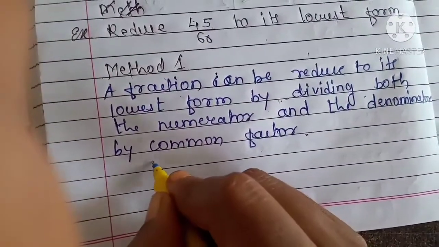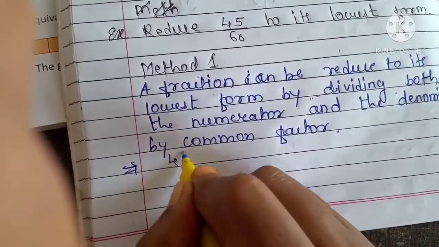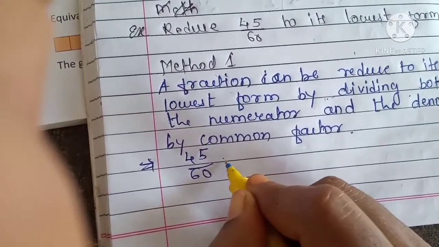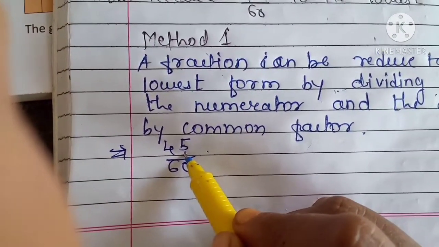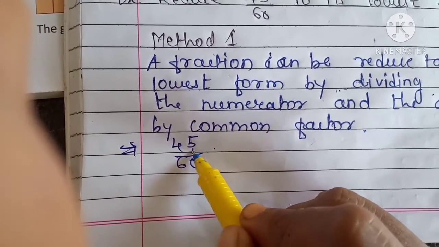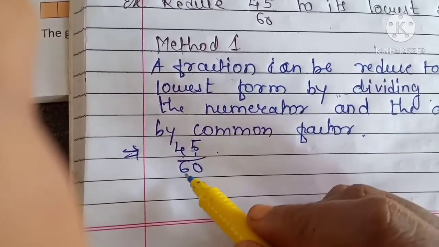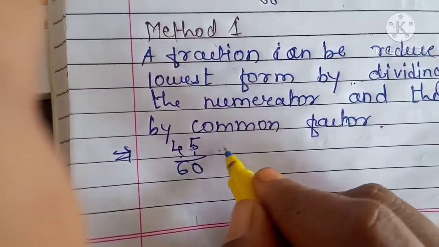The given example is 45 by 60. So we have to apply the divisibility rule here. As 5 is present in the ones place, it can't be divided by 2. So let's go for 3. 5 plus 4 is 9. 9 is a multiple of 3, and 6 plus 0 is 6. It is also a multiple of 3. So both can be divided by 3.